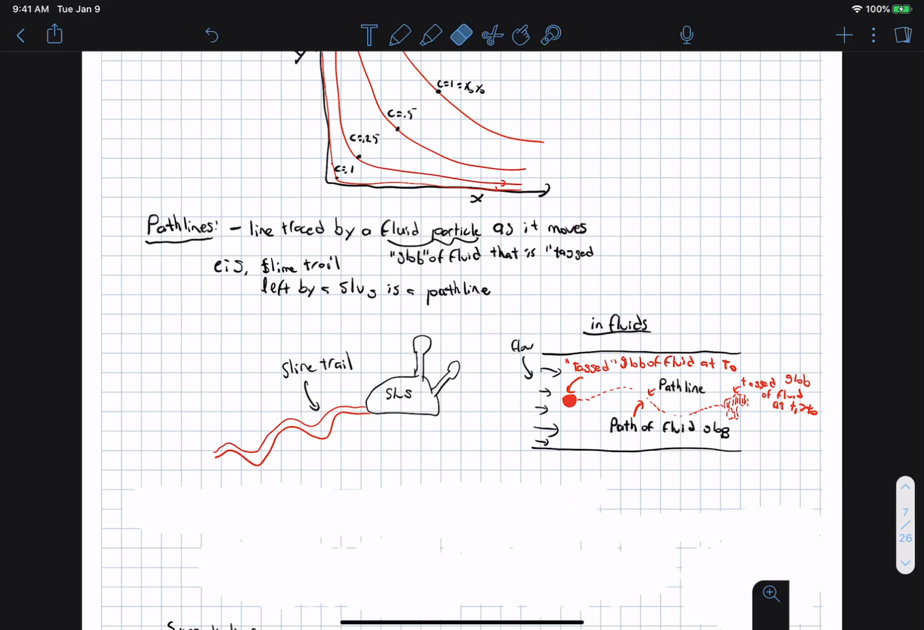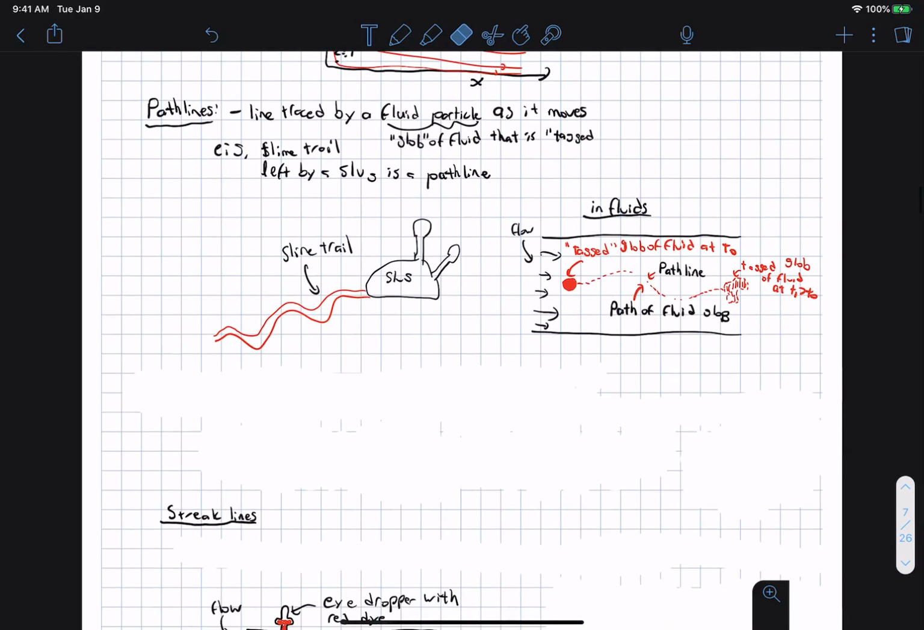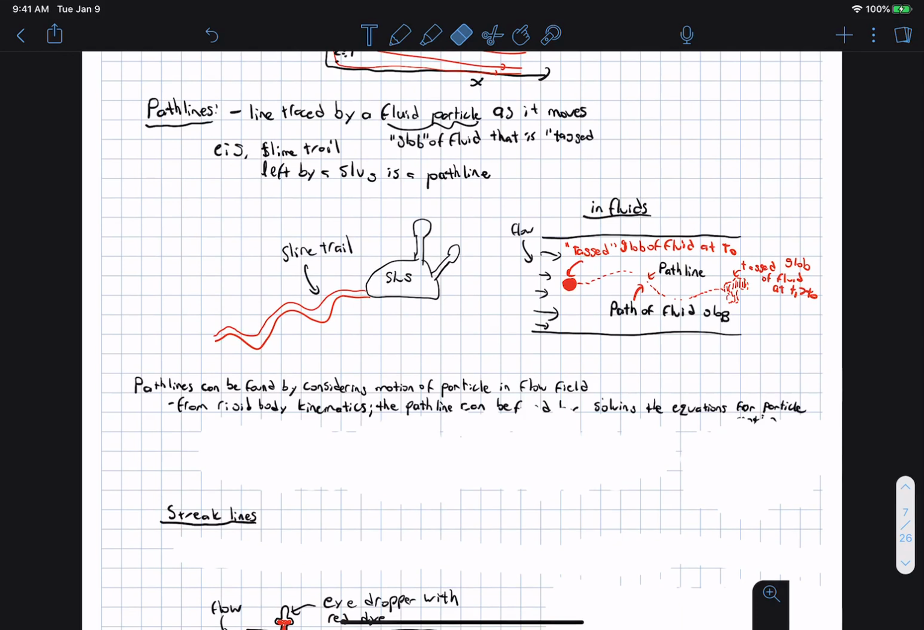And then path lines can be found by considering the motion of a particle in the flow field, and we're going to assume that this particle has the velocity of the fluid.